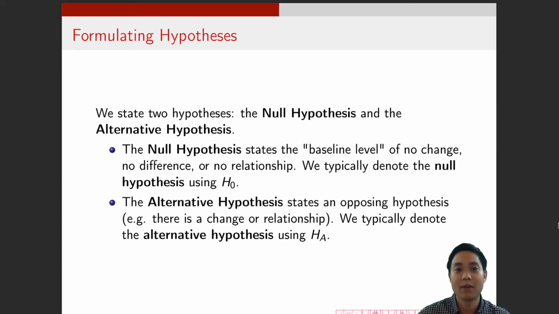Alright, so formulating hypotheses. We state two hypotheses, the null hypothesis and the alternative hypothesis. The null hypothesis is what we were talking about, that no change baseline level. We're just saying, there's no difference. The alternative hypothesis is that there is some sort of change or relationship or difference. And so we typically denote these with H0 and HA.